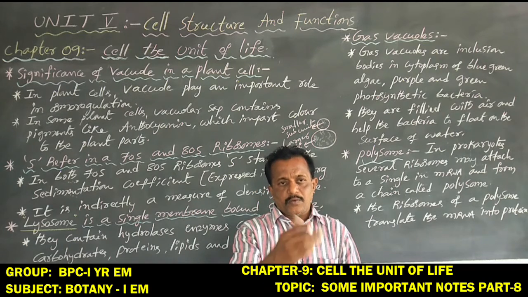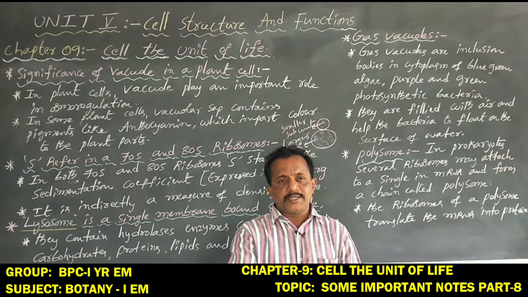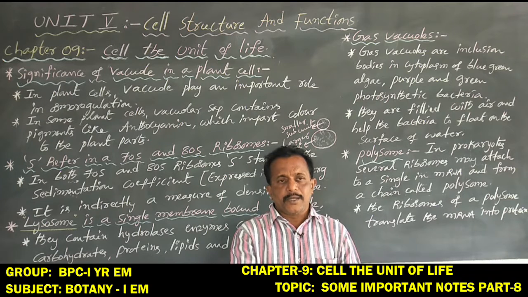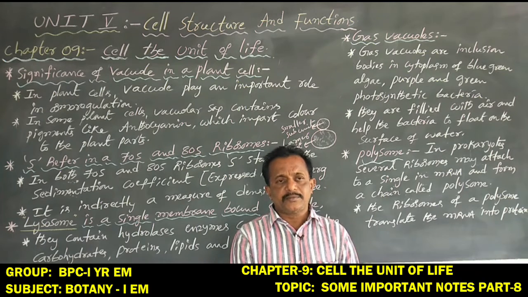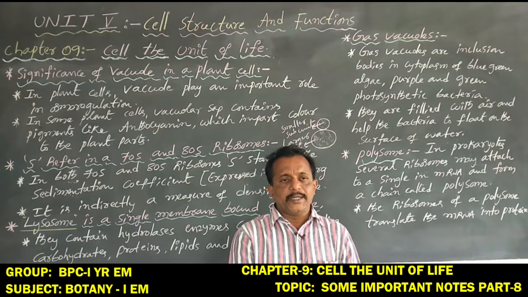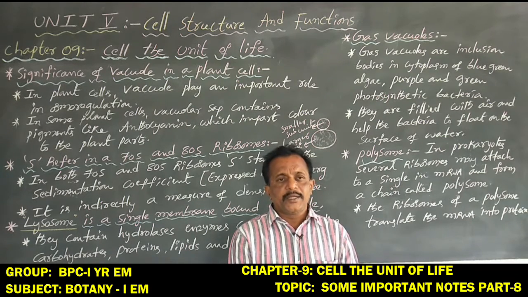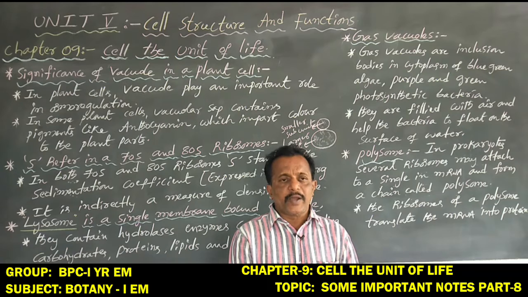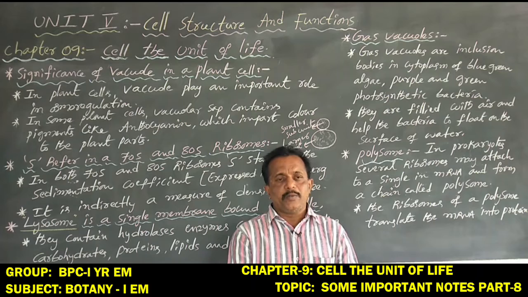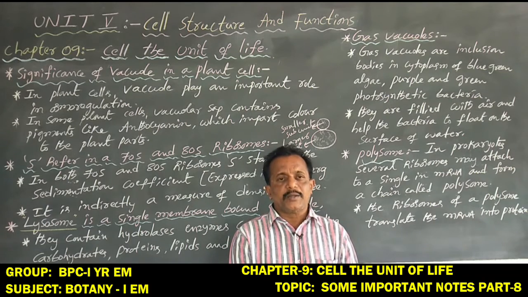Okay now. Vacuole is one of the cell organelles occurring in a plant cell. Its main role is osmoregulation, and in plant cells the vacuolar sap contains anthocyanin. This anthocyanin imparts color to the plant parts. And next coming to ribosomes.